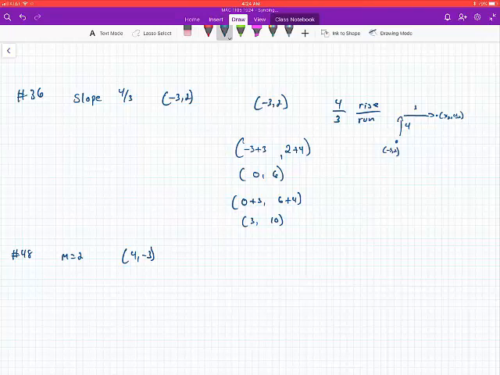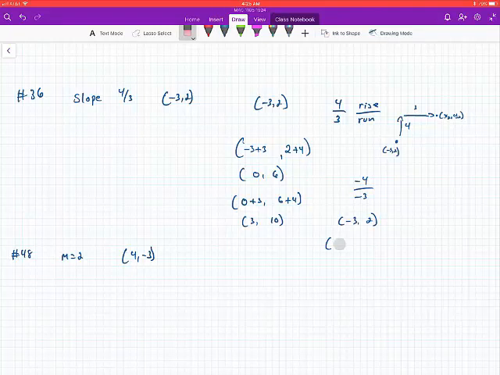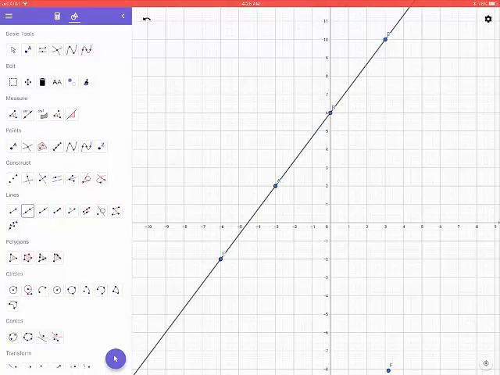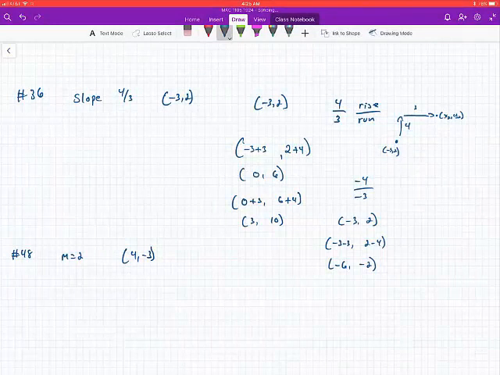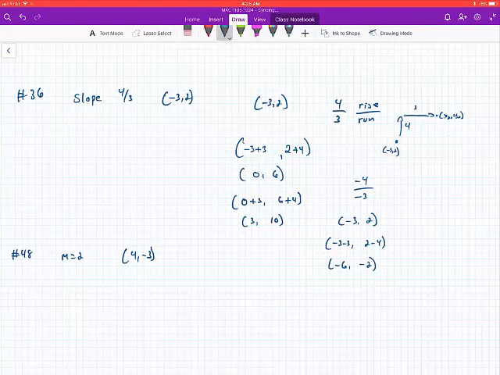Since they're both positive, I can actually also do a negative over a negative, which would be a positive. So starting off at the original point, if I do -3 and 2 minus 4, I end up at -6, minus 2. -6, -2, which is the last point, point E, that we ended up with. And so that's how you can actually use a slope to find additional points on the line.